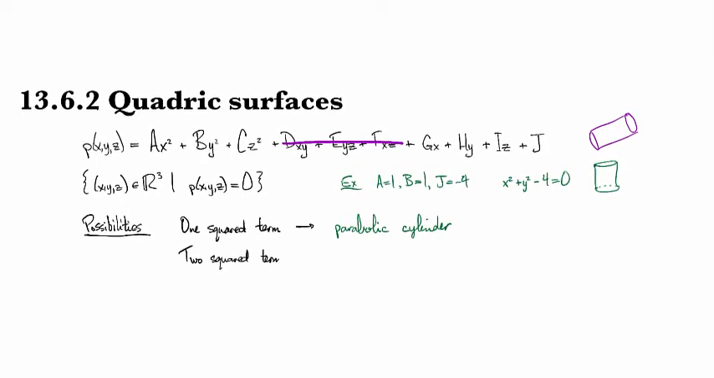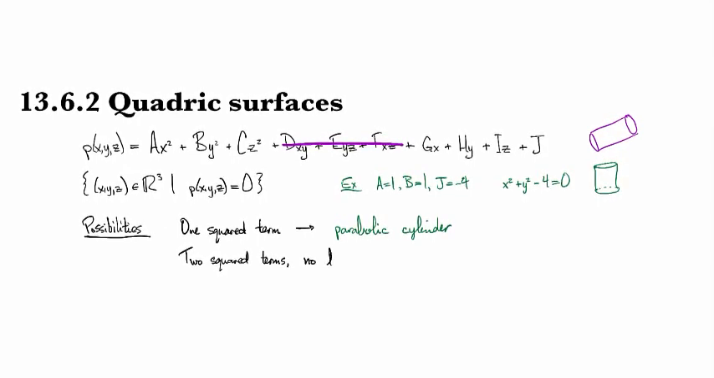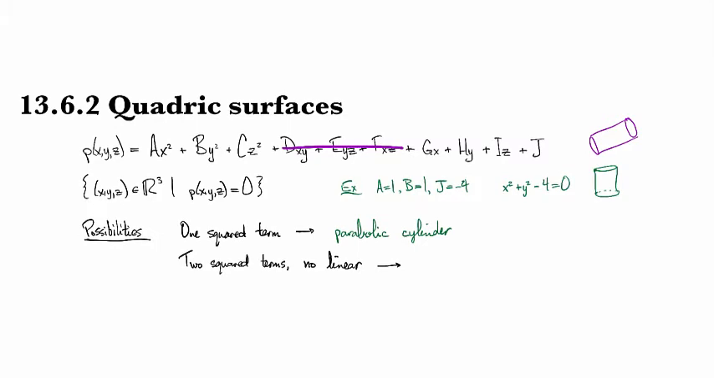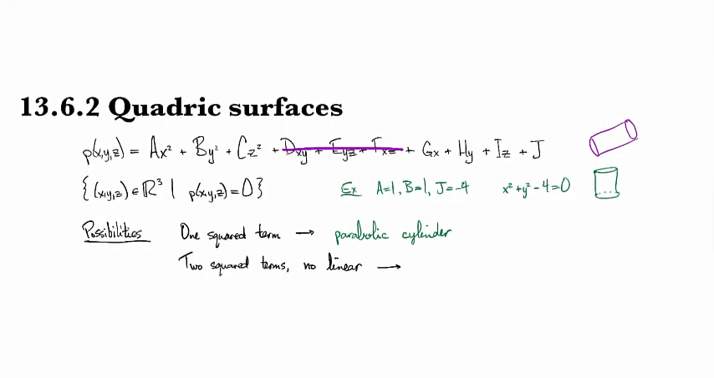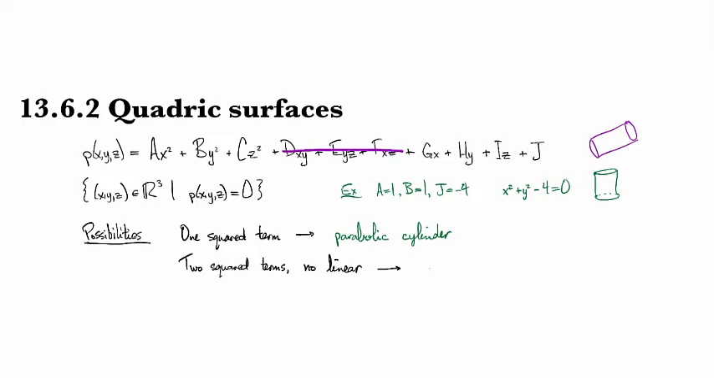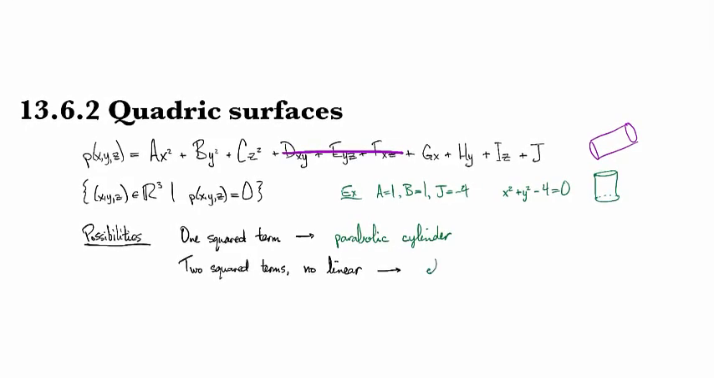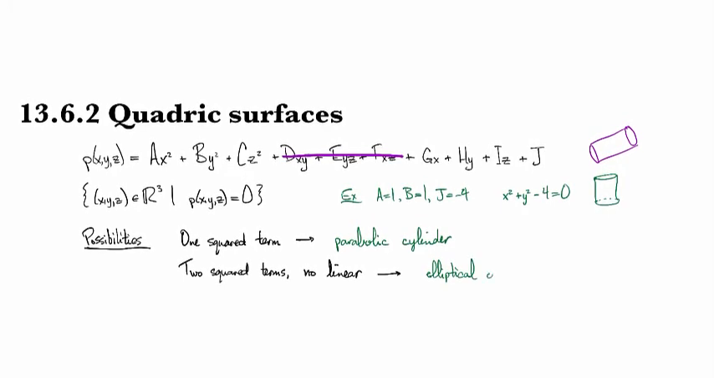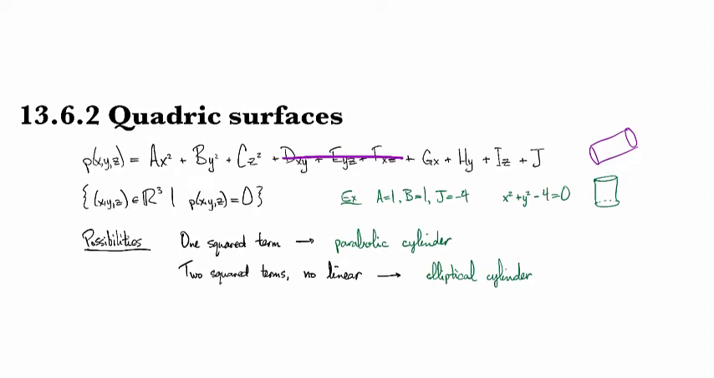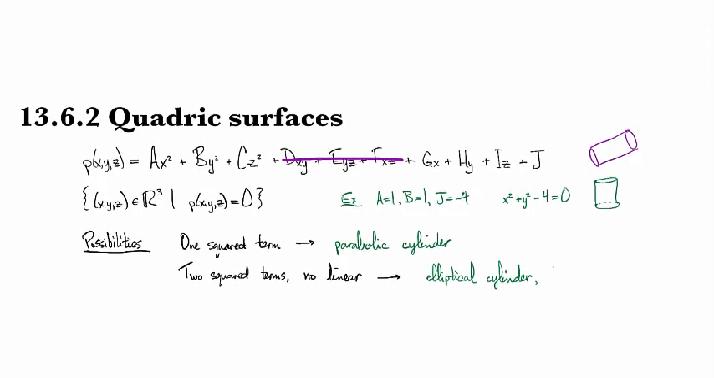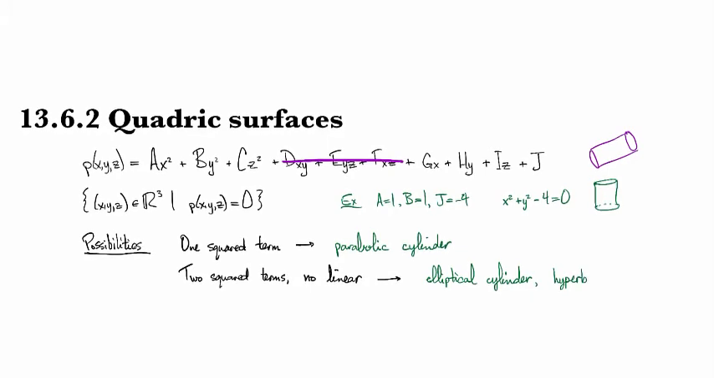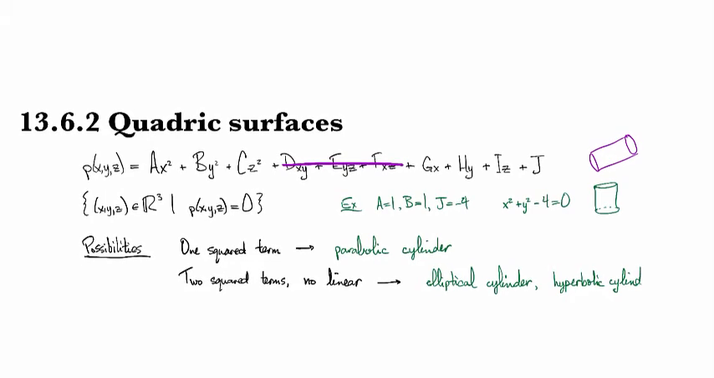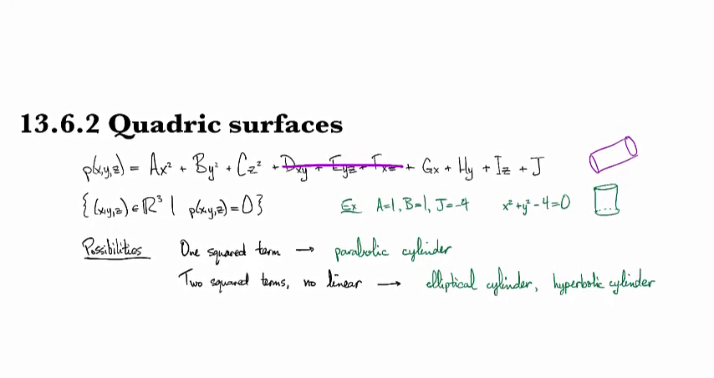If we have two squared terms and no linear term, where a linear term is x or y or z, so if none of those appear, then this is like the second example that we saw, and we get a circular cylinder, or more generally an elliptical cylinder. That happens if A and B are different, for example. And then if A and B have opposite signs, then you might also get a hyperbolic cylinder. So that looks like a hyperbola that's been dragged out in space to make a bizarre X-shaped double rain gutter type thingy.